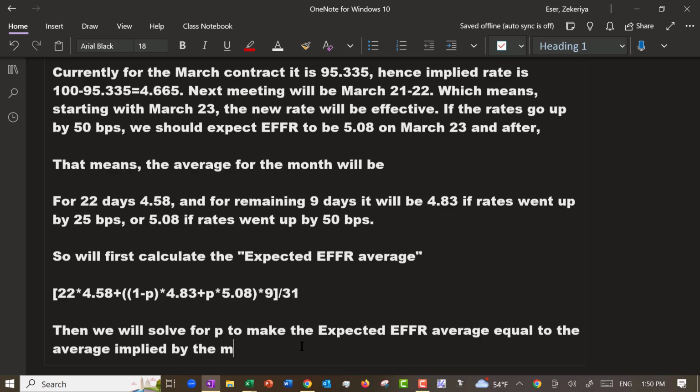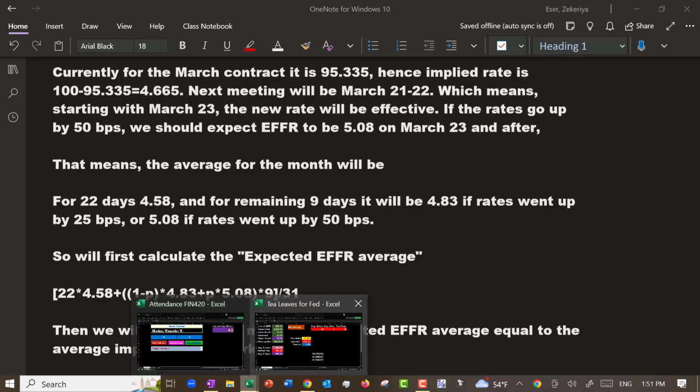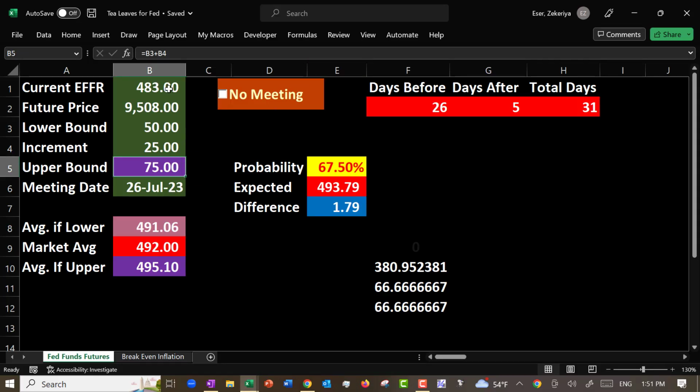Which is not a terribly complicated solution, but I'm not even going to try to do it algebraically. I already set things up in Excel. The green ones are our inputs. Current EFFR, I'm entering everything in basis points, 458.